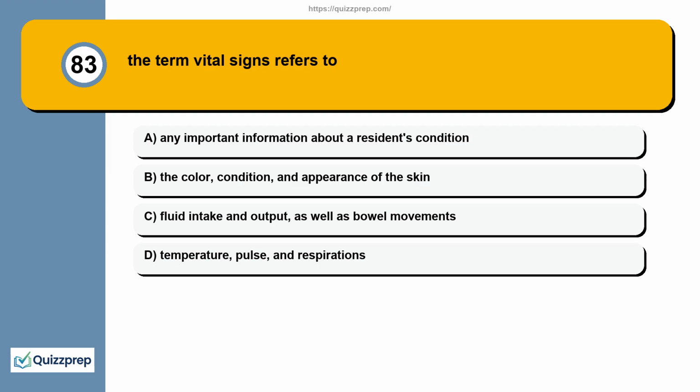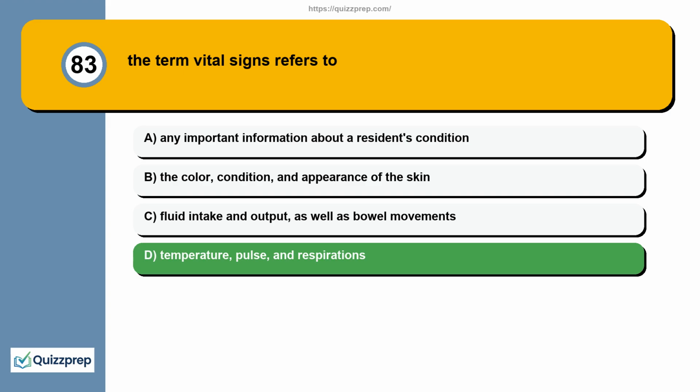Question 83. The term vital signs refers to: Option A, any important information about a resident's condition. Option B, the color, condition, and appearance of the skin. Option C, fluid intake and output, as well as bowel movements. Option D, temperature, pulse, and respirations. The correct answer is option D, temperature, pulse, and respirations.